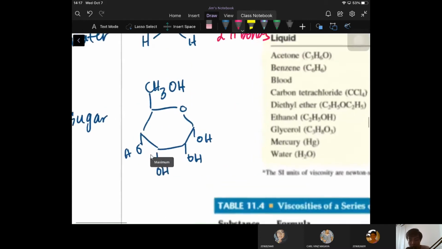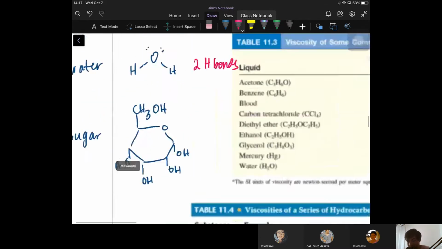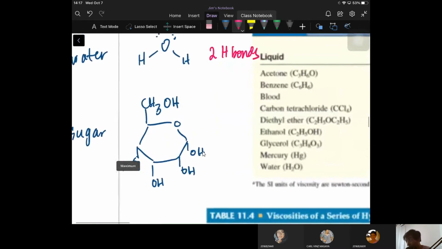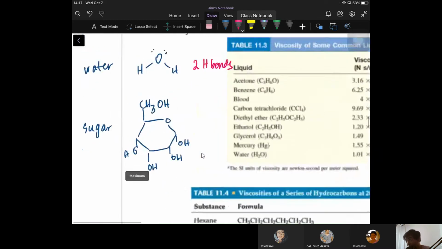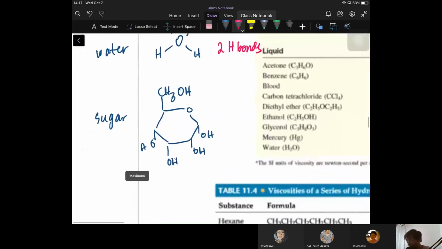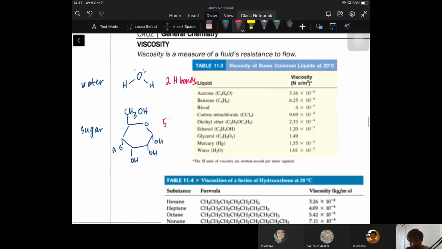For sugar, ilang H bond meron dyan? Kasi may mga OH, no? So, bonded yan. Hydrogen bond yan. So, ilang H bond? 1, 2, 3, 4, 5, no? So, you have 5 H bond. No? So, 5 H bond meron ka dyan.